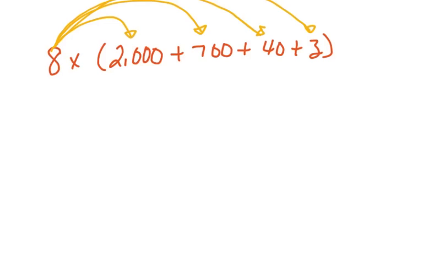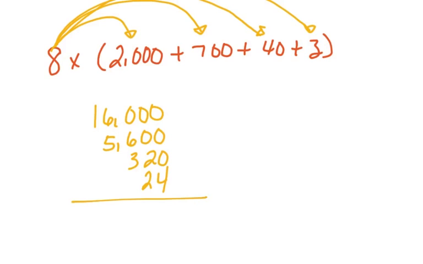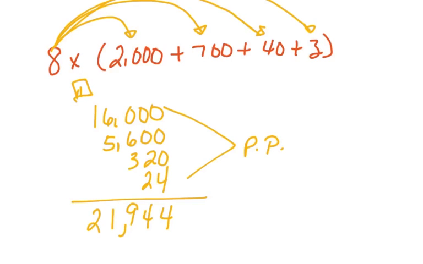Well, 8 times 2,000 is 16,000. 8 times 700 is 5,600. 8 times 40 is 320. And 8 times 3 is 24. Remember, these are my partial products. And then I just add up. 4, 4, 9, 1, regroup, then 2. So 21,944 is our final product.